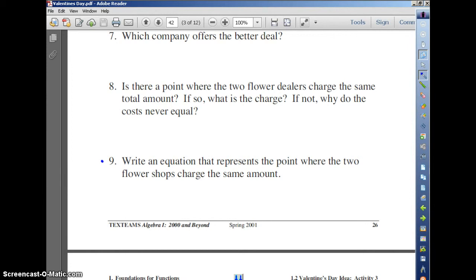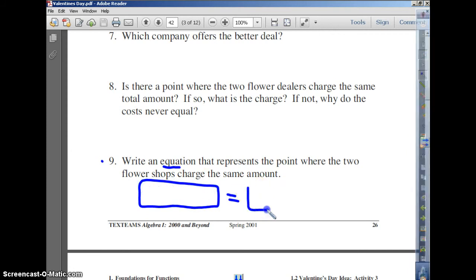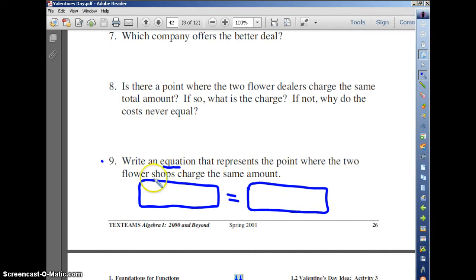Question number 9. Write an equation that represents the point where the two flower shops charge the same amount. Okay, so you're going to have an equal sign because an equation has an equal sign in it. I want to know, what are you going to put on this side and what are you going to put on this side? You're going to have an expression over here for the cost at one flower shop, and you're going to set it equal to the expression for the cost at the other flower shop. Pause the video here.